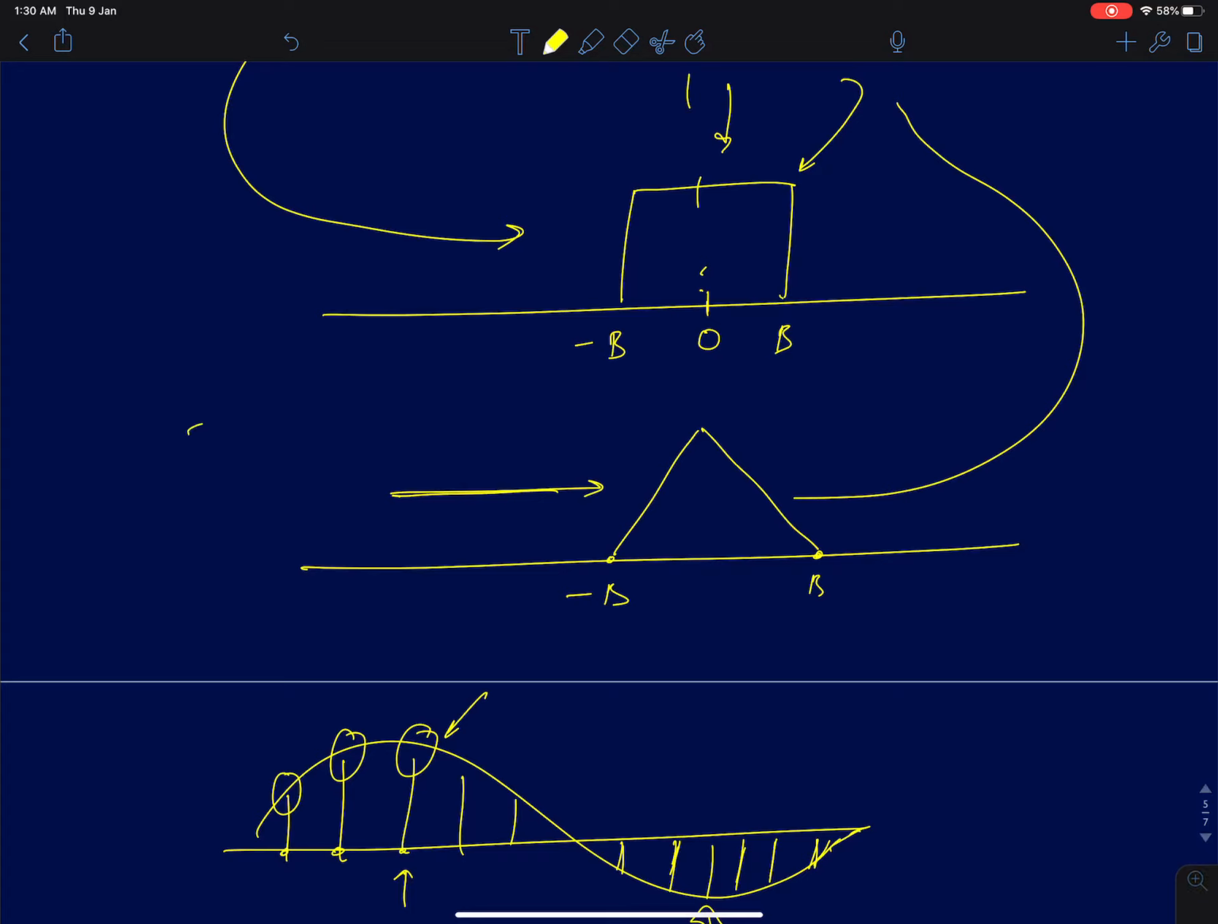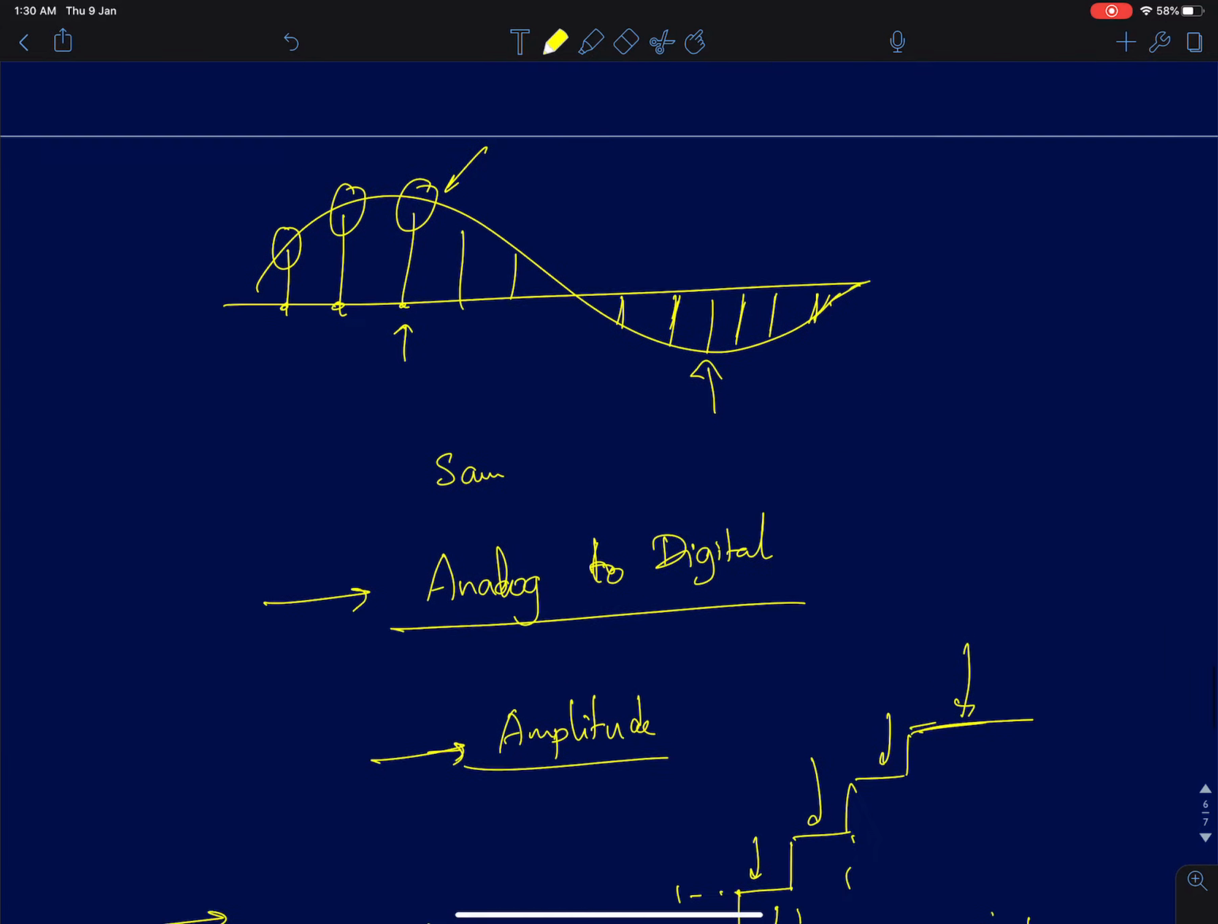Again, you should know that if you have a signal x of t, its Fourier transform is a unique transformation. No two signals can have the same Fourier transform. That's again a fundamental property. So if I can recover the Fourier transform properly, it means I've recovered my signal properly too. This is a very interesting thing to think about.